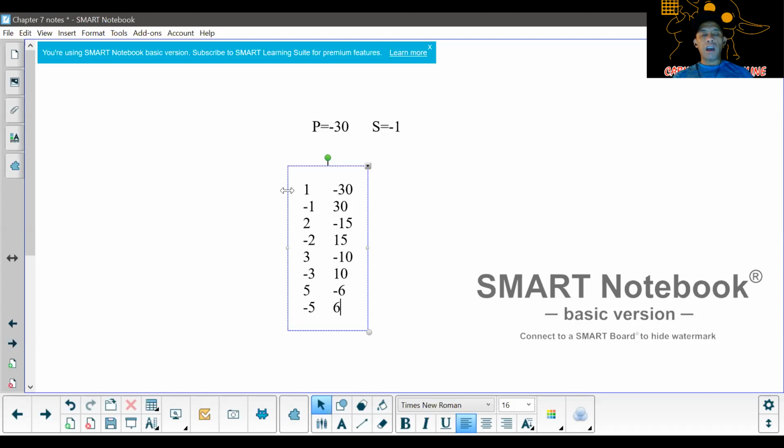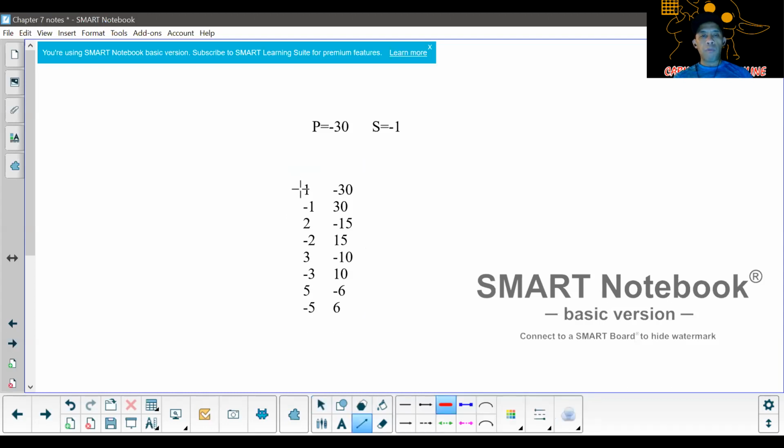So we have to look at every combination of numbers to see which pair of numbers is going to give us -1 when we add them. So start off with the top one. 1 minus 30, nope, that gives me -29. -1 plus 30, that gives me 29, nope. 2 minus 15 definitely doesn't give me -1, that gives me -13. -2 and 15 gives me +13.